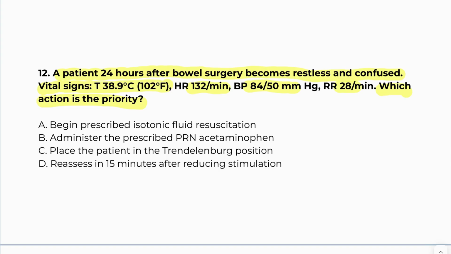Okay, time is up. What did you choose: A, B, C, or D? The correct answer is going to be letter A. Let's take a look at this. This is post-op day number 1, and this is a bowel surgery, which is a very big surgery.